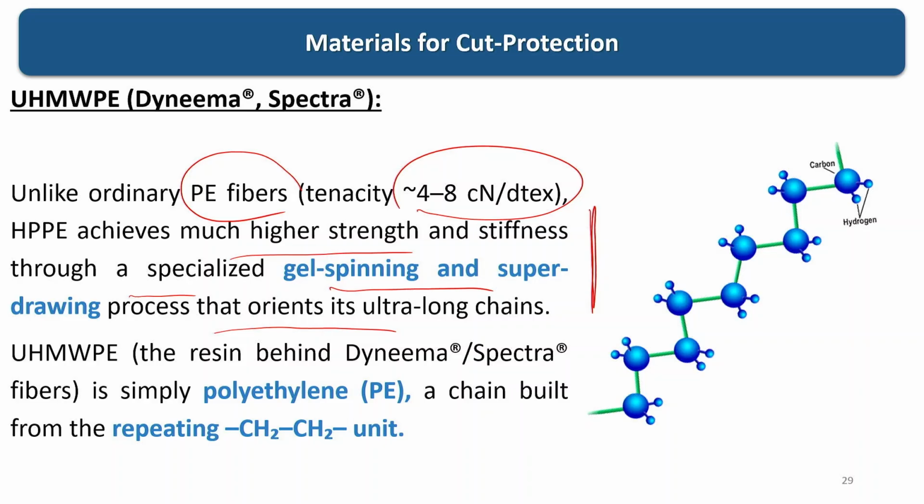So, ultra high molecular weight polyethylene, the main polymer fiber, is simply a polyethylene fiber with a repeating chain of CH2 CH2 bonds. So, it is a simple polyethylene, but it is produced in a different way. Okay, the specialized gel spinning and super drying process makes the fiber so unique.